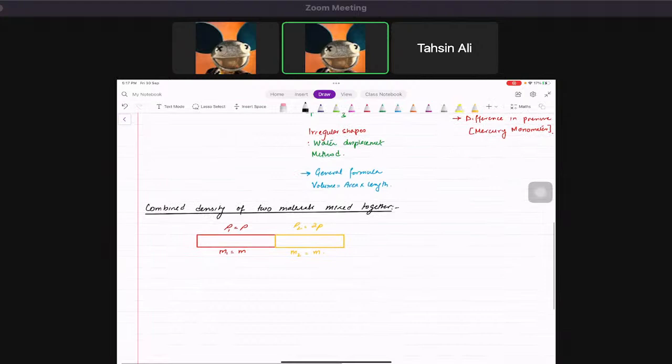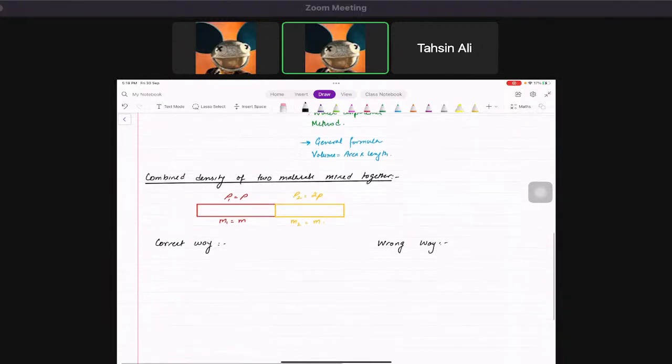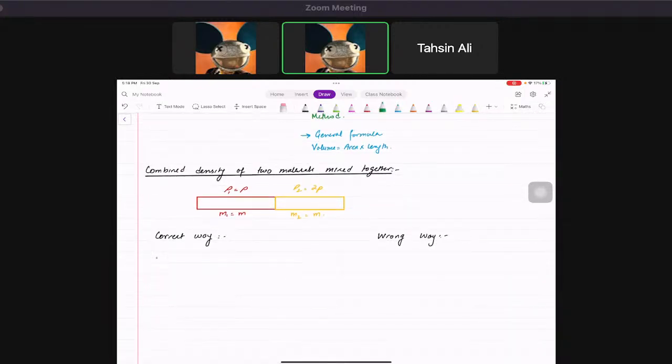Now there is a correct way and there is a wrong way of doing this. So I just want to point out so that you don't make a mistake in your exam. The correct way is that first of all you've got to find the total mass, and that would be m1 plus m2, and then you've got to find the total volume, which is basically v1 plus v2.